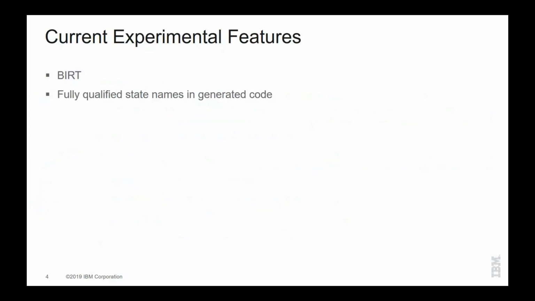So experimental features we have in this release are BERT, as we've had for a long time, and now also the new feature of generating fully qualified state names in generated code.